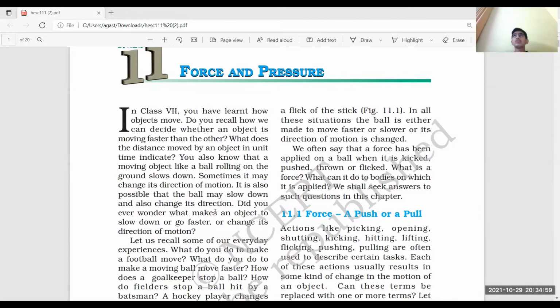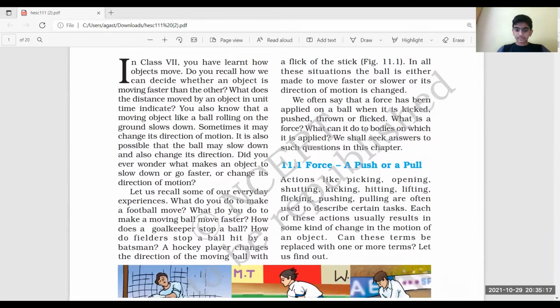Now, when you talk about force, there are many instances which show that a force is there. Now, what is a force? Force is a push or a pull on an object. A push or a pull which is exerted on an object is called a force. Getting my point? A push or a pull on an object is called force.